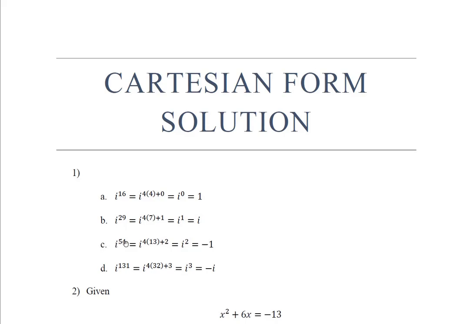i to the power of 54 is equivalent to i to the power of 4 times 13 plus 2, which is equal to i to the power of 2, and that is minus 1. i to the power of 131 is equivalent to i to the power of 4 times 32 plus 3, which is equivalent to i to the power of 3, and that is negative i.